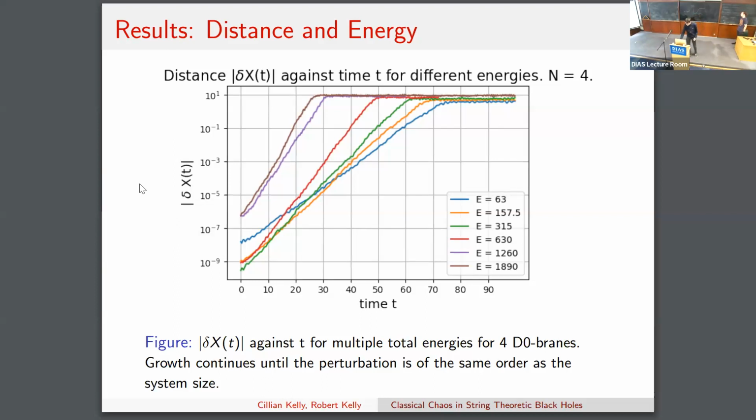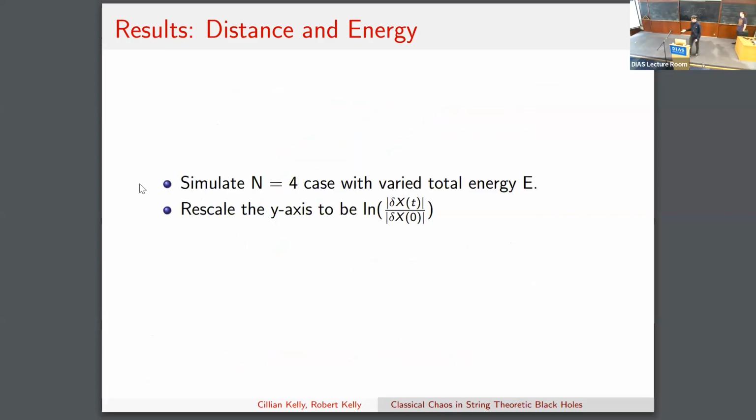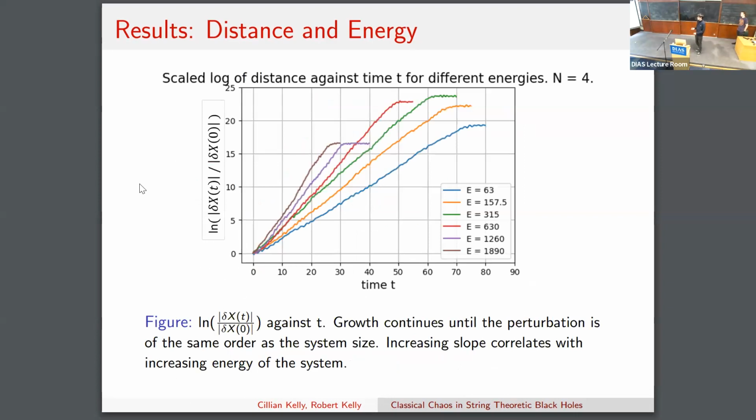And now we can try and find the Lyapunov exponents. So just plot this logarithm against time, and we find these for the exact same data sets. And we see that the Lyapunov exponent is the slope of each of these data sets. And we can see that the slope of each data set increases as we increase the energy of the system. So there is a correlation between the Lyapunov exponent and the energy of the simulation we ran.